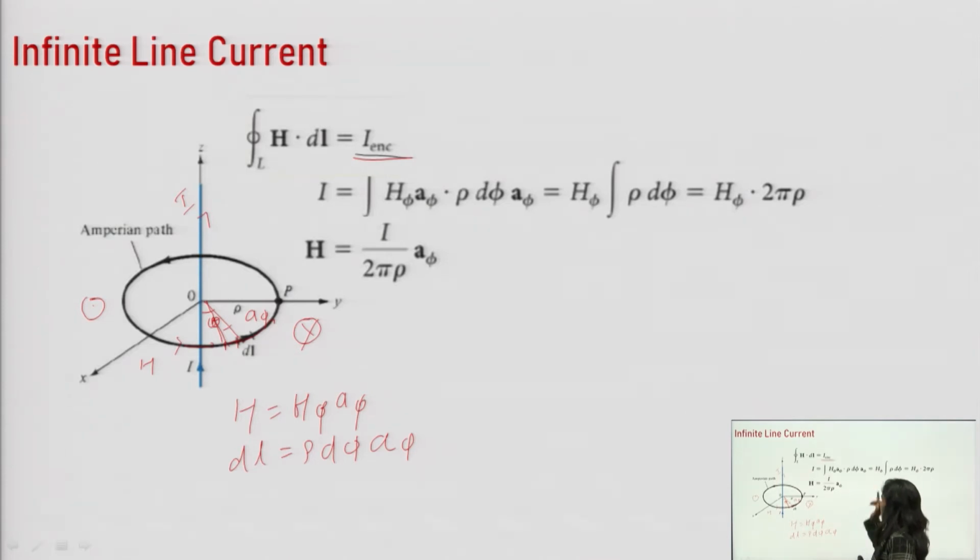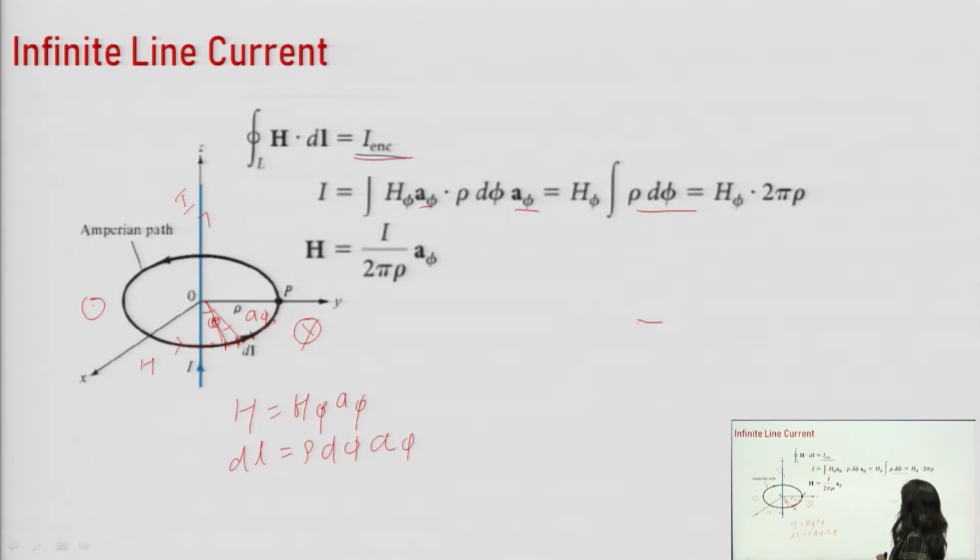Now here is the dot product: a dot b is equal to a b cos theta. So here also it will be cos theta. Now as the direction is the same, the theta value will be 0, cos theta value will be 1, so we can write it as h phi rho d phi only. So we have taken h phi as a constant and kept it outside of the integration, and under the integration we are left with rho d phi.